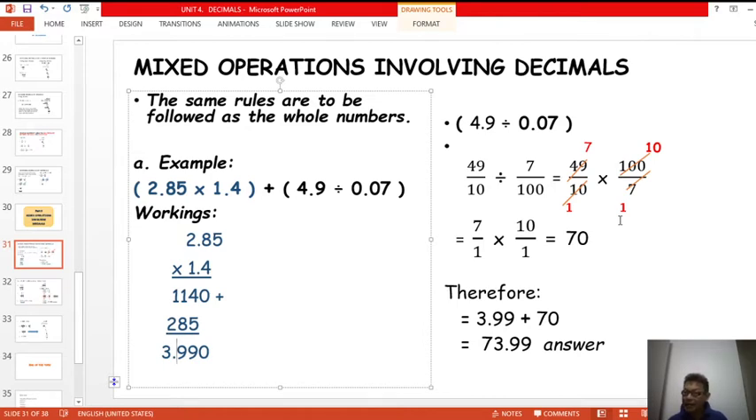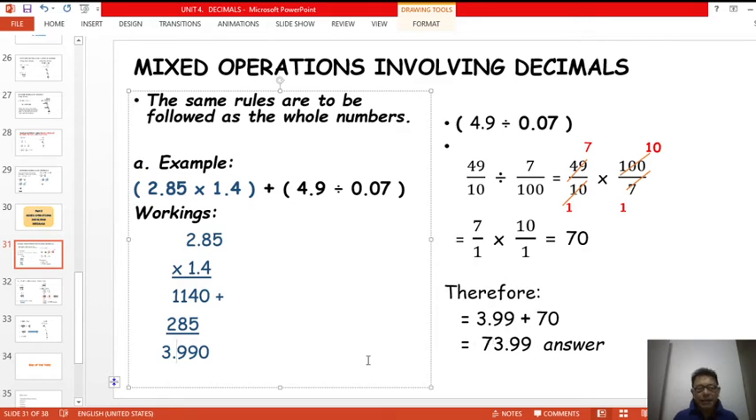Then again, this is just the other group. So 70. The next thing you have to do is add up 3.99 plus this one, which is 70. So our answer is 73.99. You can add the 0 here, you can put it there, but it doesn't really change the value. Okay, so that's our first example.